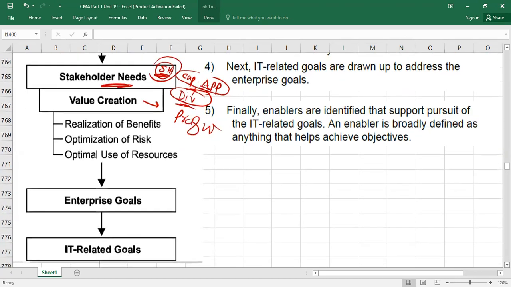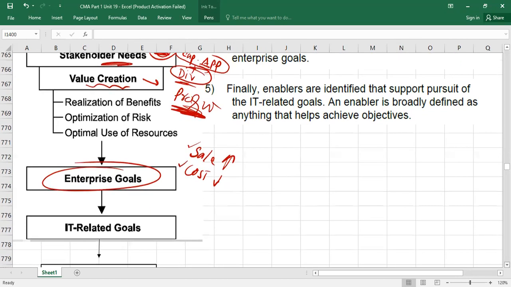And after value creation, when we know we need a profit, according to the profits, we need to set enterprise goals. Enterprise goal means a company's goals. So what are the company goals? Obviously, to get the profit, we need to increase the sales. We need to minimize the cost or manage the cost. For example, we need to deploy IT, or whatever enterprise goals we need to set. For example, to get profit, we need to maximize sales. We need to minimize the cost to earn the profit. That is why it is called enterprise goals. Set the enterprise goals.